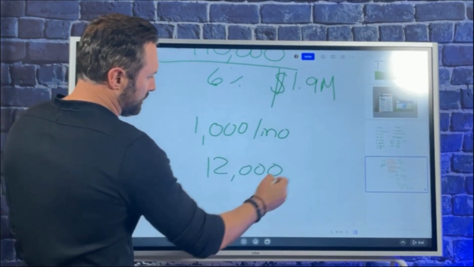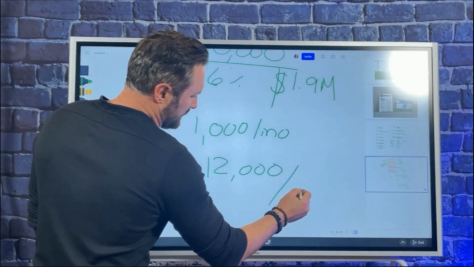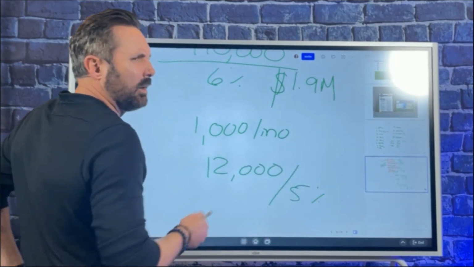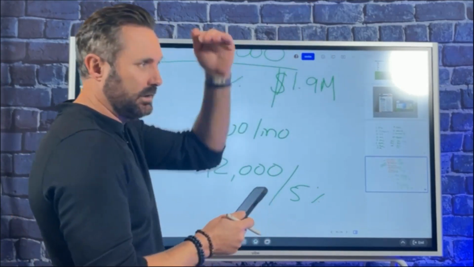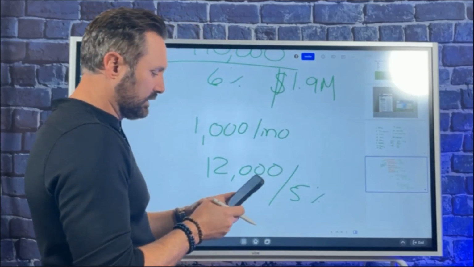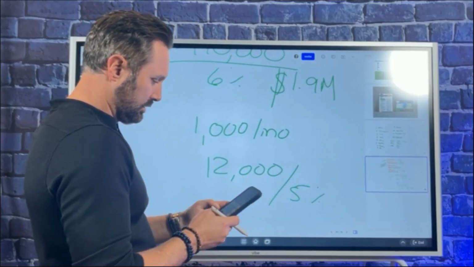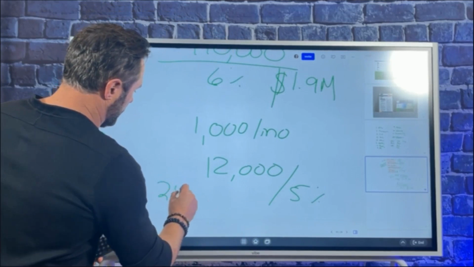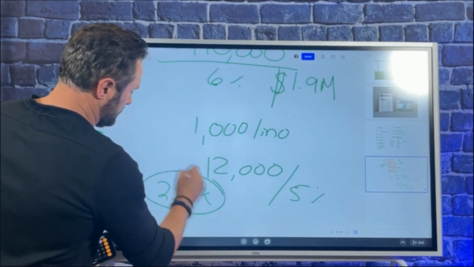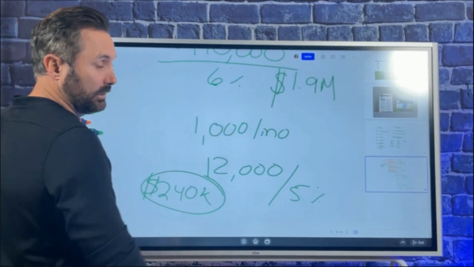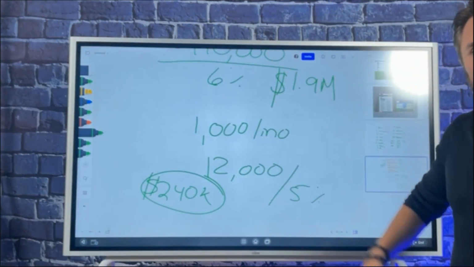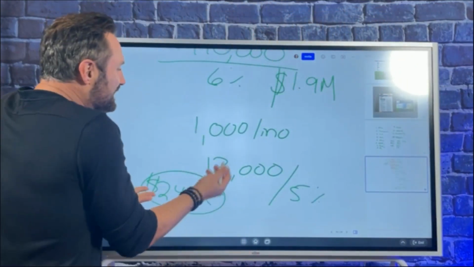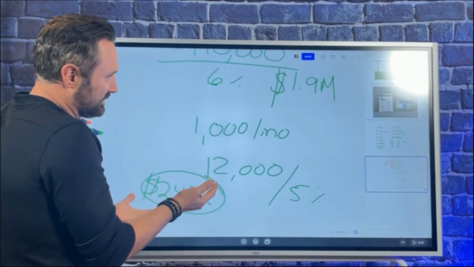Take that over, let's say a 5% cap rate, which is pretty common. I was inflating it at 6, but every market's different depending on where you're at in the cycle. The $12,000, I just added $240,000 to the value of the building by increasing the net operating income $1,000 a month. Do you see how freaking rad this is? Sorry, but you see how powerful this is.